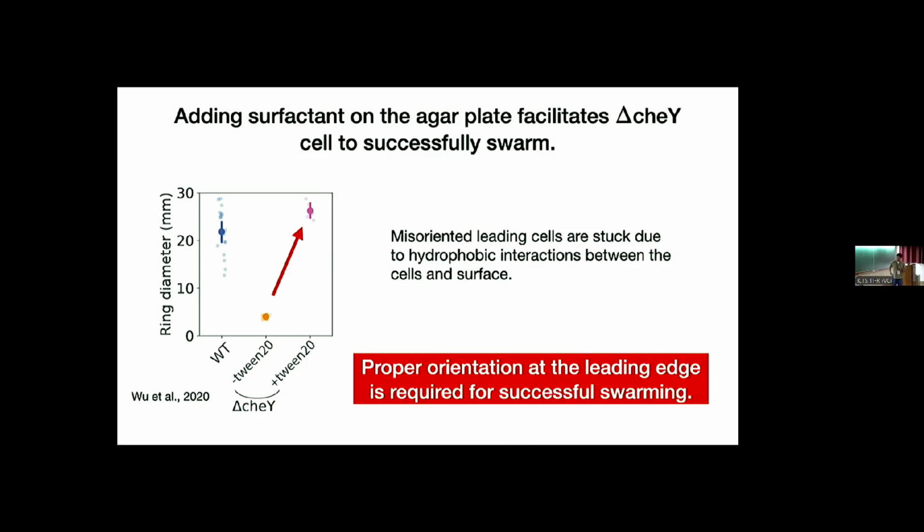From this, we conclude that misoriented leading cells are stuck due to the hydrophobic interaction between the cell and the surface. So proper orientation at the leading edge is required for successful swarming.